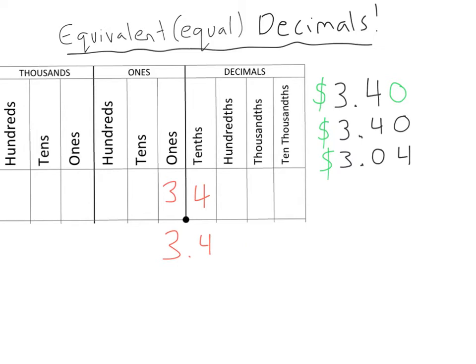I could say 3.4000. These two are still equivalent because there's nothing up here either. I could keep writing zeros. As long as there's 3 in the ones and 4 in the tenths, they're equal.